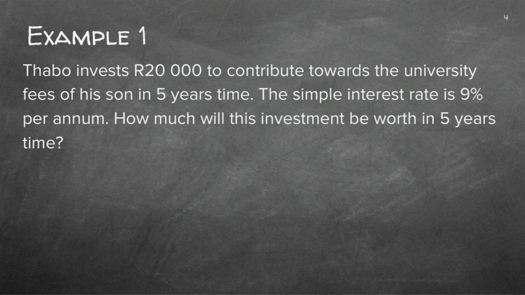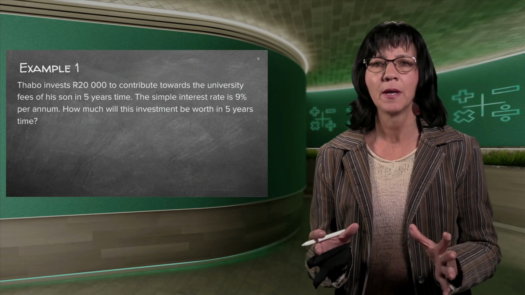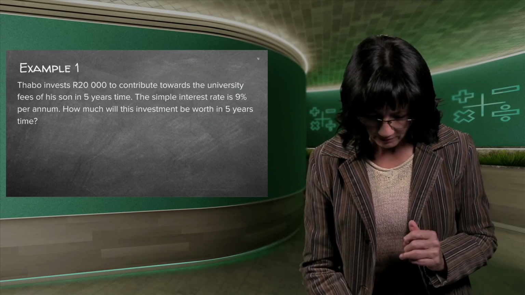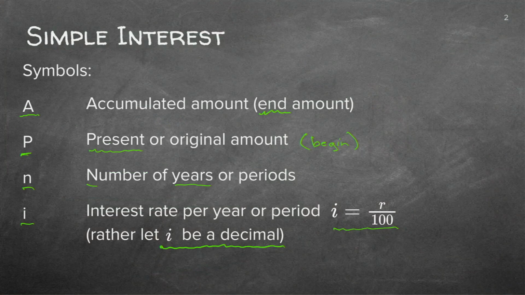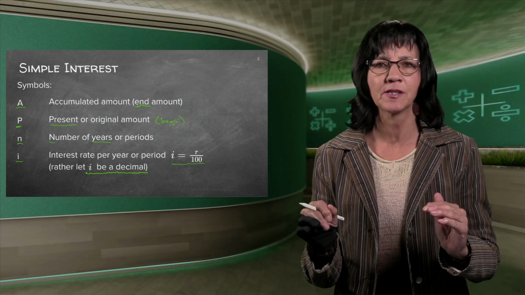Thabo invests. Now, as I read, I'm going to underline stuff and I'm going to write the symbol there, because before you ever start with a finance problem, it's good to write down. Let's just quickly go back to this page to write down the A, P, N, and I. Now, as you can see, there are 4 variables. Automatically, 3 will be known and you will have to work out the 4th one. So it's really very simple and easy.